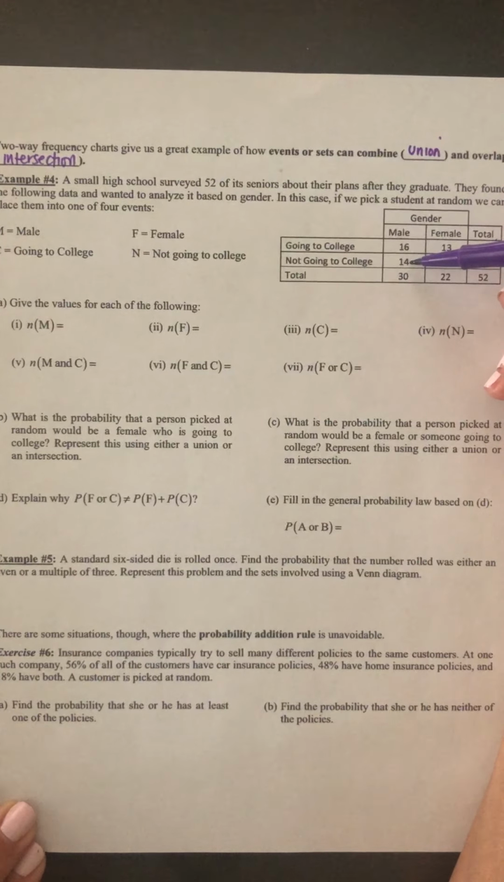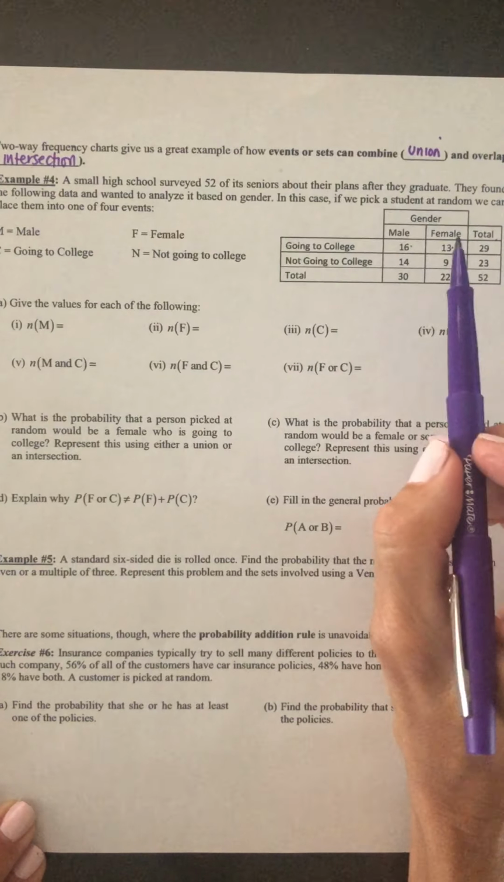So the number of males we surveyed, 16 and 14, is 30. All right, with females, 13 are going to college, 9 are not going to college. 13 plus 9 equals 22. So the idea is a two-way frequency chart.